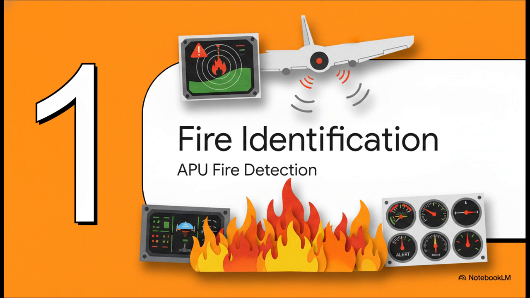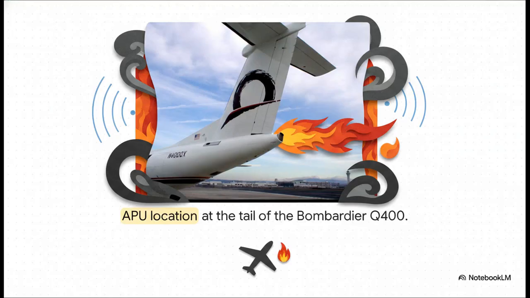Section 1. APU Fire Identification. Okay, let's dive into this. Before we even glance at the instruments, we need to know where the inciting incident is actually happening. The Auxiliary Power Unit, or APU, is located all the way back at the tail of the Bombardier Q400. Understanding this physical location is absolutely crucial because it establishes the scope of the whole incident.